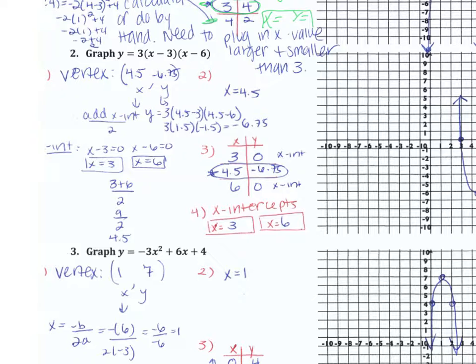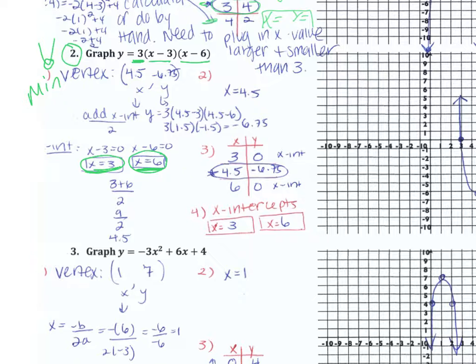Number 2 is in intercept form. We notice that the number in front is 3, so it's going to open up. Therefore, the vertex will be a min. And we see our intercepts are opposite of inside, so x is 3. And opposite of -6 is +6, so 3 and 6 are our x intercepts.